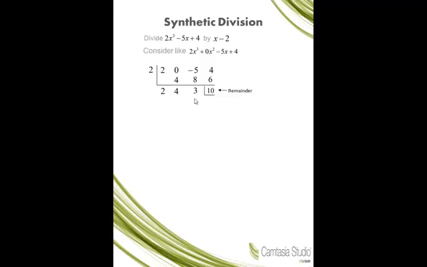And since we are dividing a cubic polynomial by a linear polynomial, my quotient will be just 1 degree less. So it will be 2x squared plus 4x plus 3. The quotient and remainder together in rational form can be written as this. When you divide the dividend by the divisor, you can just write the quotient plus the remainder over the divisor.